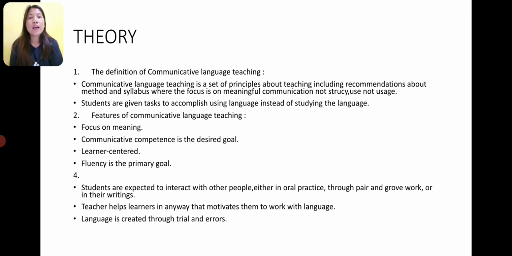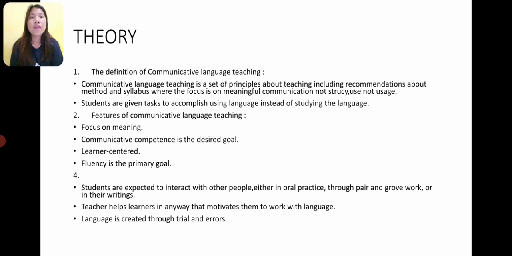Theory. Number 1. The definition of communicative language teaching. Communicative language teaching is a set of principles about teaching, including recommendations about method and syllabus, where the focus is on meaningful communication, not strictly on usage. Students are given tasks to accomplish using language instead of studying the language.